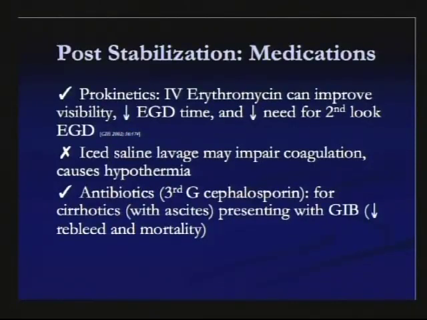Some people in the past used to give iced saline because they thought it caused vasoconstriction. We're saying NG lavage, not IV. But this may impair coagulation and cause hypothermia. So using tap water is good enough. You don't have to use sterile water. And if patients are cirrhotic, give them a third-generation cephalosporin because it decreases rebleed rate and mortality.